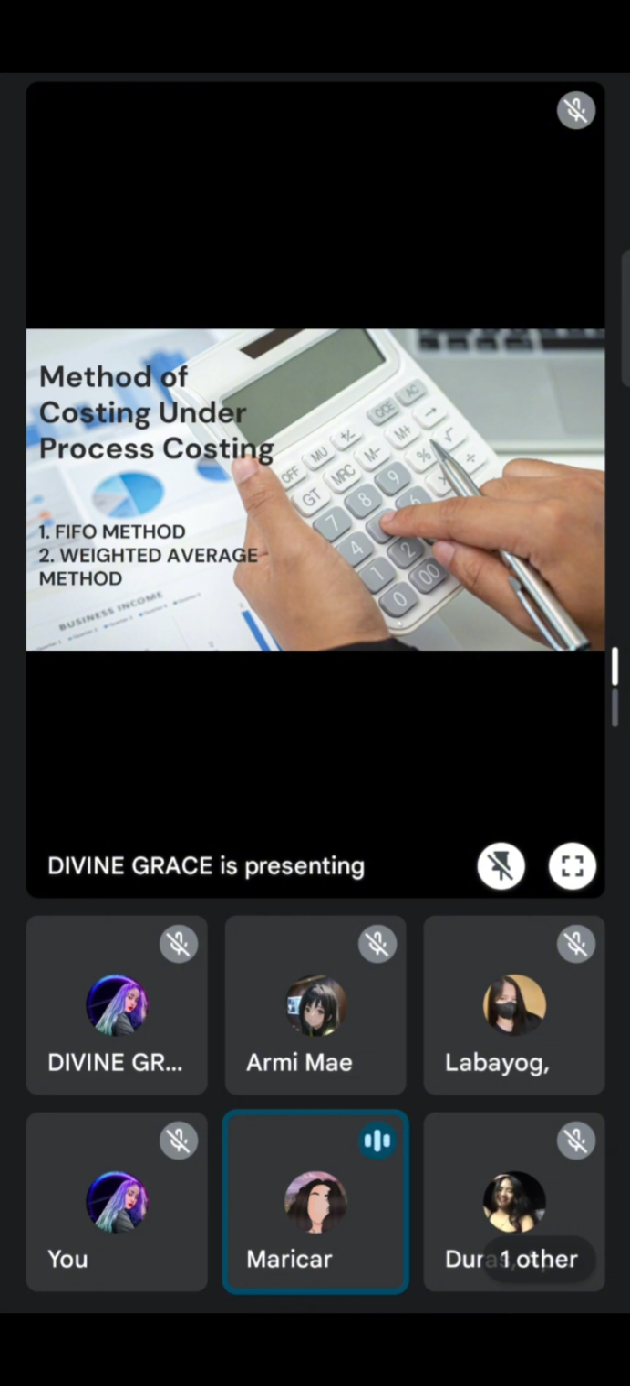Second, we have the weighted average method. It combines costs from the beginning inventory and costs incurred during the period to calculate the average cost per equivalent unit. In other words, it assumes a blending of cost per units completed and in progress.